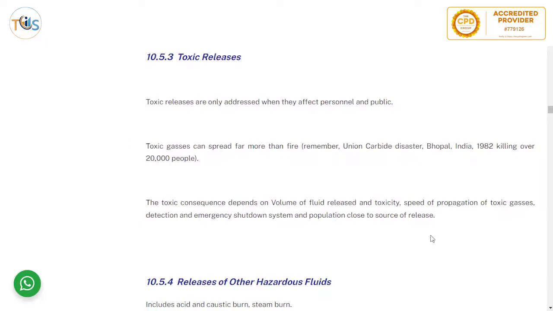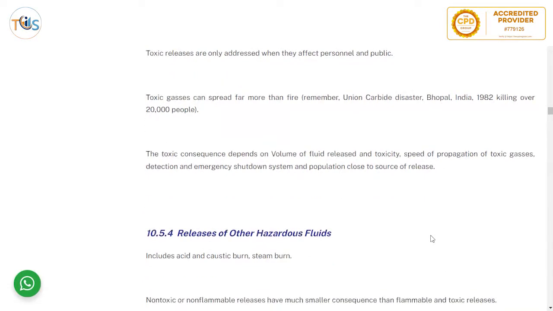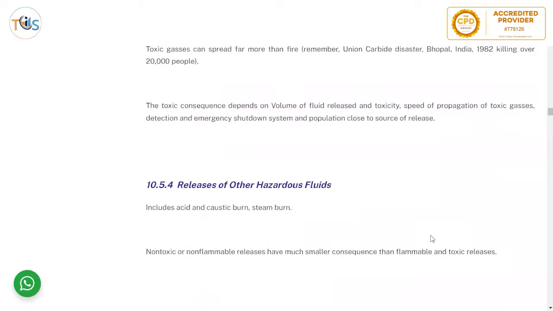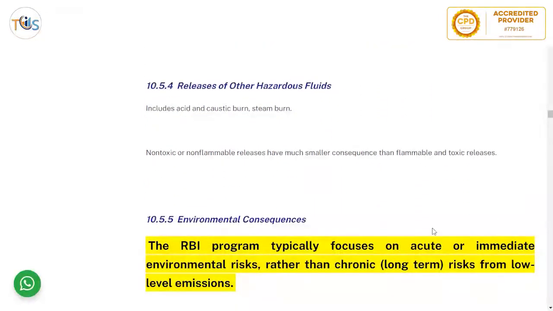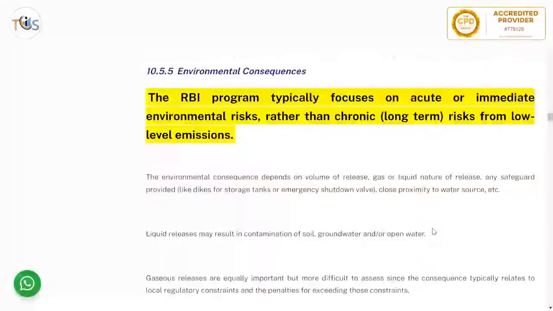Toxic releases can spread far more than fire. Remember the Union Carbide disaster in Bhopal, India, 1984, killing over 20,000 people. The toxic consequence depends on volume of fluid release and toxicity, speed of propagation of toxic gases, detection and emergency shutdown system, and population close to the source of release. Includes release of other hazardous fluids, including acid and caustic burn, steam burn. Non-toxic or non-flammable releases have much smaller consequence than flammable and toxic releases.